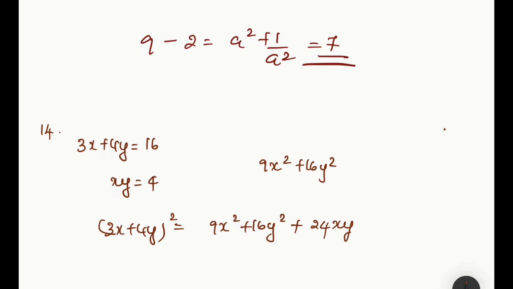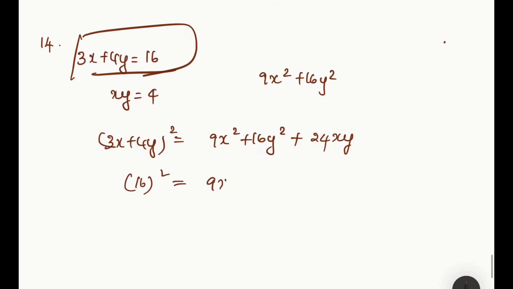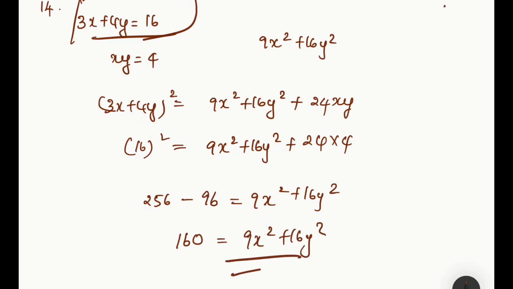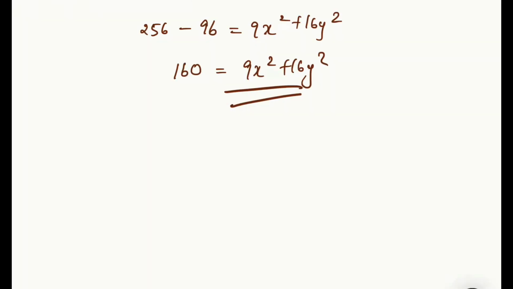So here we have 3x plus 4y is what? We already have it, that is 16. 16 square equal to, you need to find out 9x square plus 16y square, right? Plus 24 into xy is 4. So 16 square is what? 256 minus 24 4s are 96, you get 160 is equal to 9x square plus 16y square. Hope it's clear, kids.